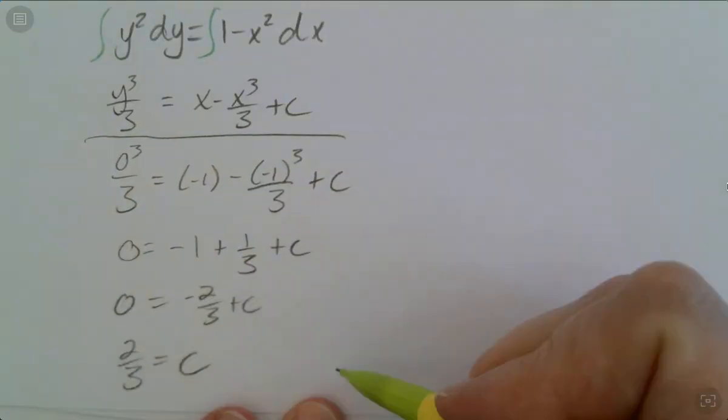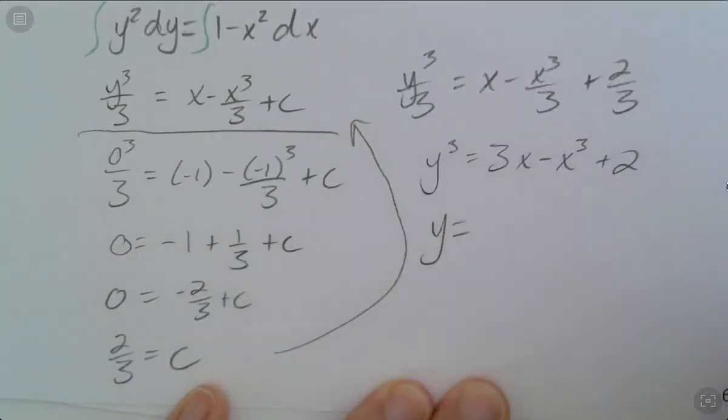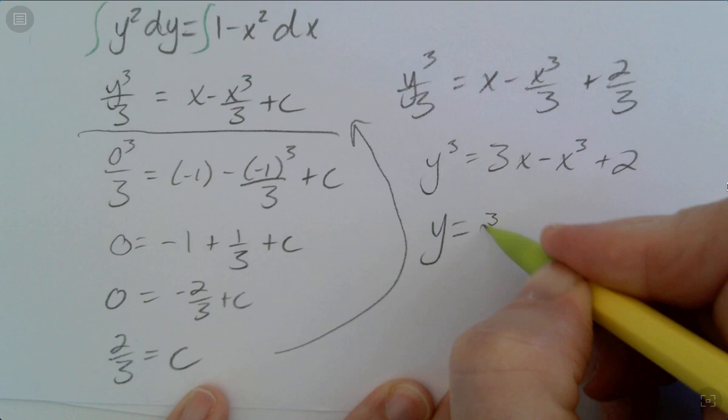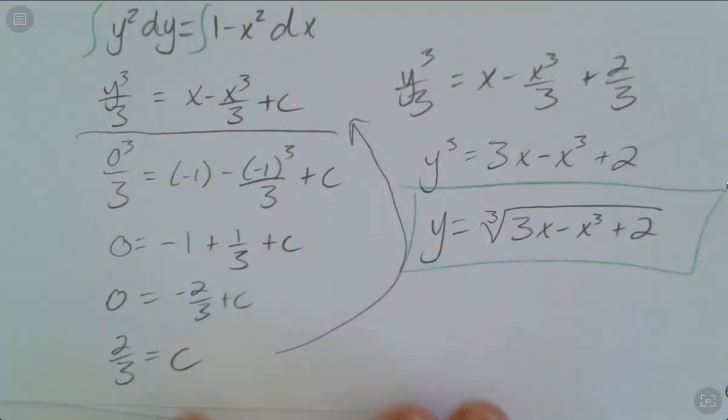And so now go back and isolate the y. Now, since you're doing an odd root, you don't have to worry about a plus or minus concern. It's just the cube root.